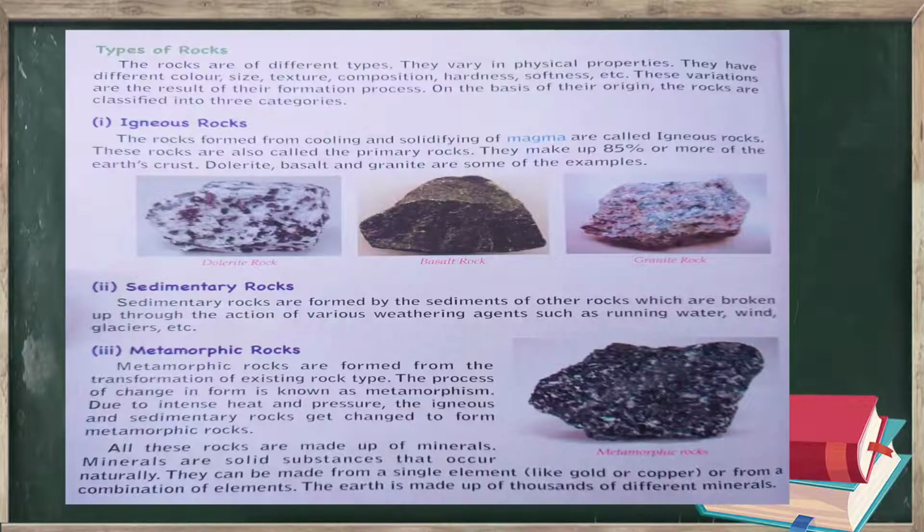All these rocks are made up of minerals. They are solid substances that occur naturally. They can be made from a single element like gold or copper, or from a combination of elements.